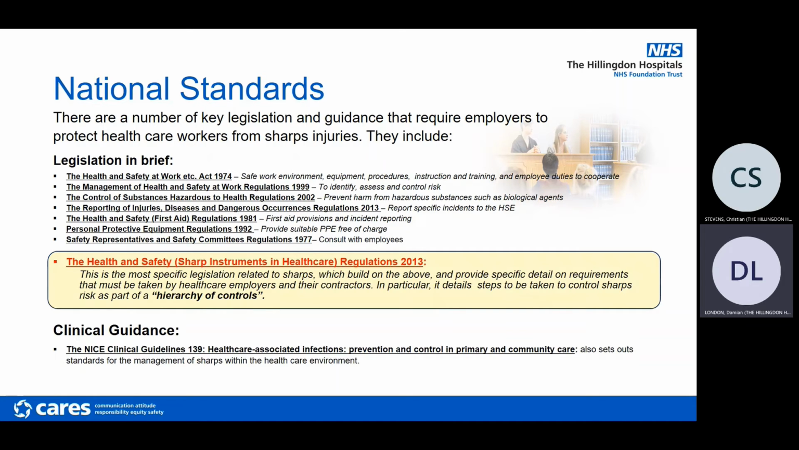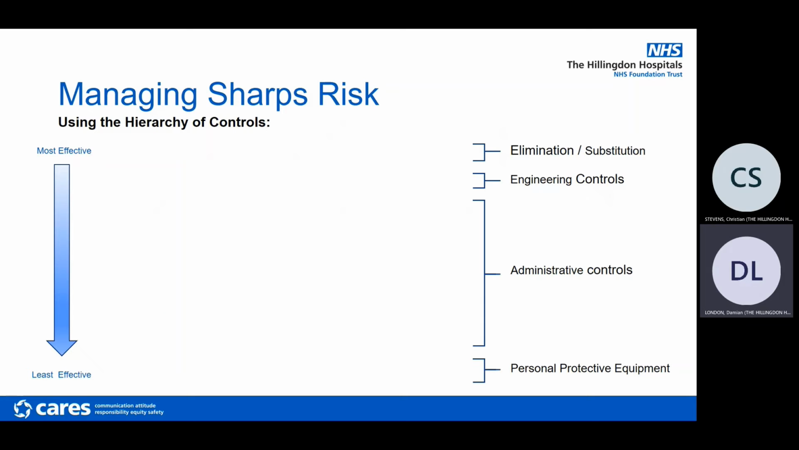And then you have clinical guidelines. The most common one is the NICE clinical guideline 139, which talks about infection control, and there are elements specific to how we manage sharps in the healthcare environment. So we talked about the regulations focusing on managing risk and the use of the hierarchy of control. So what does this really mean? Well, in the hierarchy of control, it means taking the most effective action as your top priority and the least effective action as you go down the hierarchy.